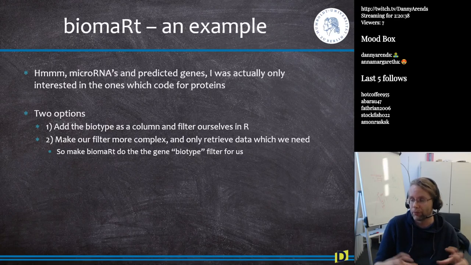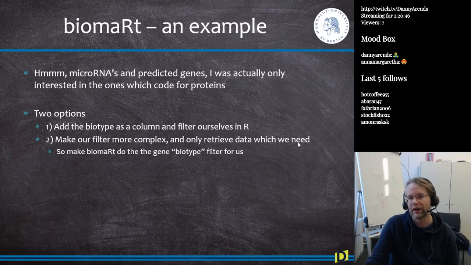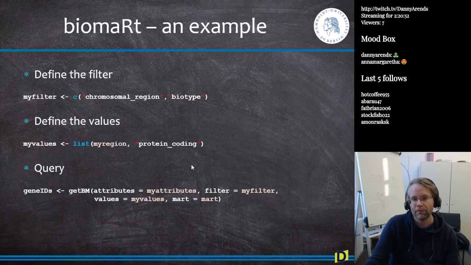And we want to go into all of the data that's there and just get a subset out. So we make our filters more complex, and we only retrieve the data that we need. So make biomaRt do the gene biotype filtering for us. In this case, we're going to define a new filter. So I'm just going to update my filter. Instead of only chromosomal region, I'm also going to give a biotype. Then we have to define our values, right?